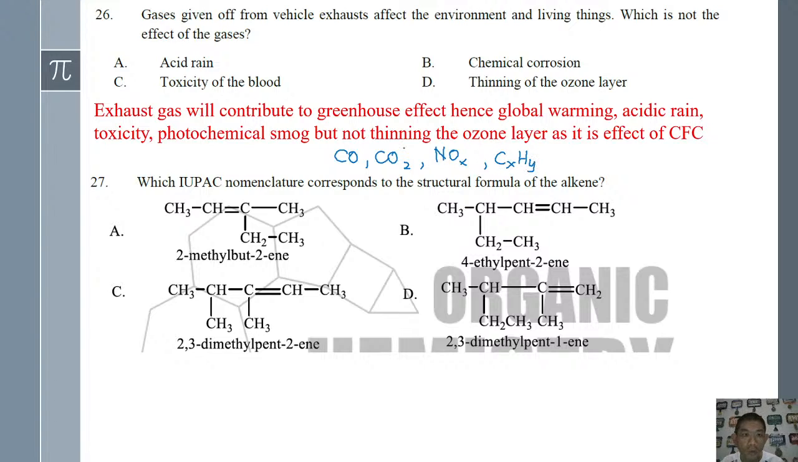Okay, so will it produce acid rain? Due to the presence of carbon monoxide and nitrogen oxides, you can produce acid rain, yes. Chemical corrosion, because when you produce acid rain, you can produce carbonate. Carbonate can cause chemical corrosion. Carbon monoxide is known to be toxic to blood. However, thinning the ozone layer is not caused by these gases, because thinning of the ozone layer is caused by CFC. Okay, so the best answer in here is D.